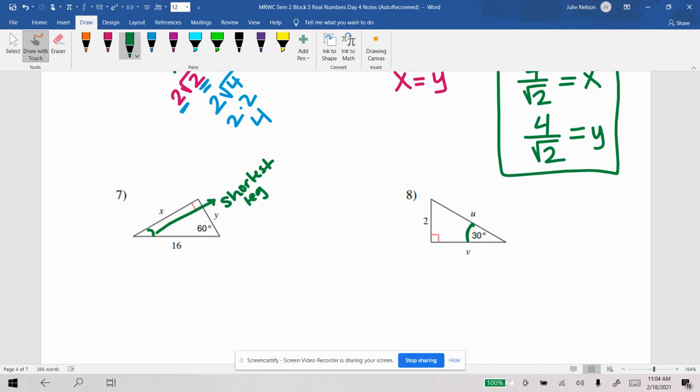On number 8, across from the 30 degrees is number 2, so 2 is the shortest leg. Now, across from the hypotenuse, okay, so across from that 90 degrees, which is a hypotenuse, that is always 2 times the shortest leg.